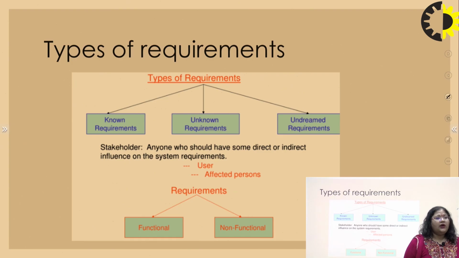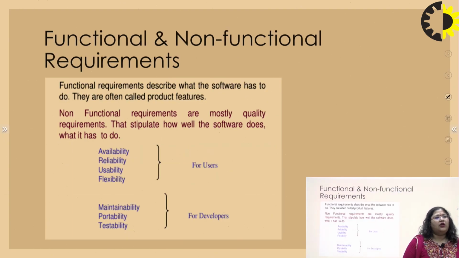What is a stakeholder? Basically anyone who is directly or indirectly related to the project is a stakeholder. Now, the basic types of requirements are two types: functional and non-functional requirements. So what is functional, what is non-functional?